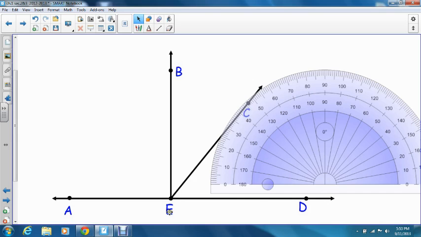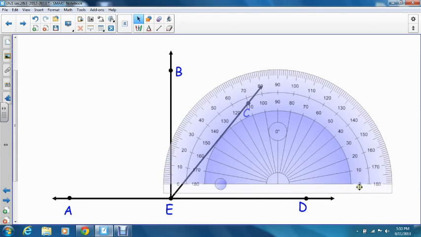So if I wanted to measure angle CED, I would want to use the inside set because it starts at 0 and goes up. If I wanted to measure this angle, AEB, I would want to use this set of numbers because it starts at 0 and goes up. So that's kind of how you're looking at measuring angles, and we'll practice with this in class as well.